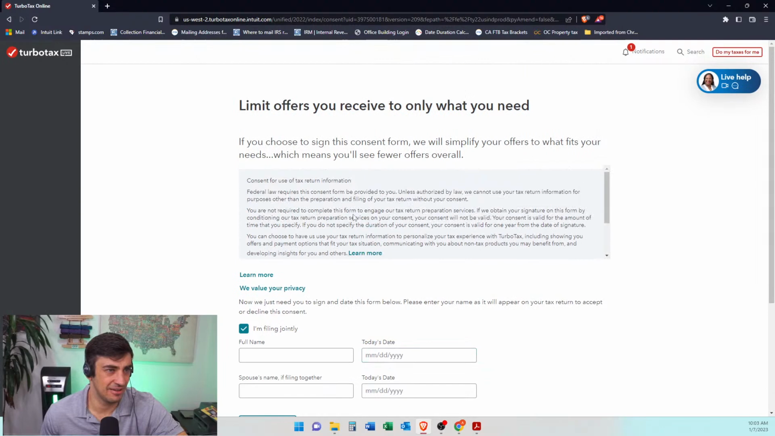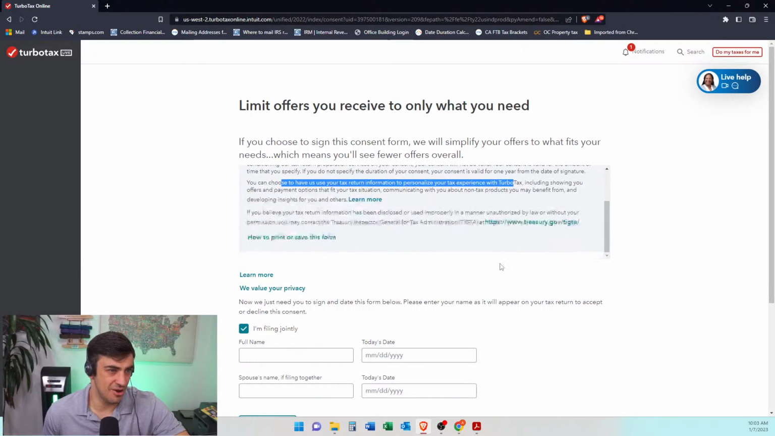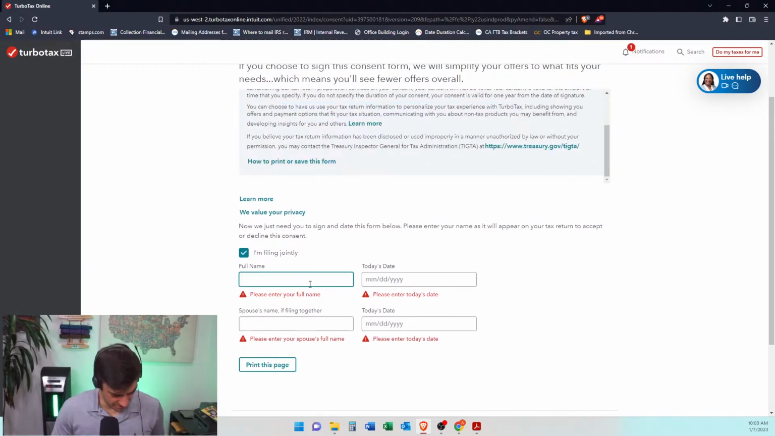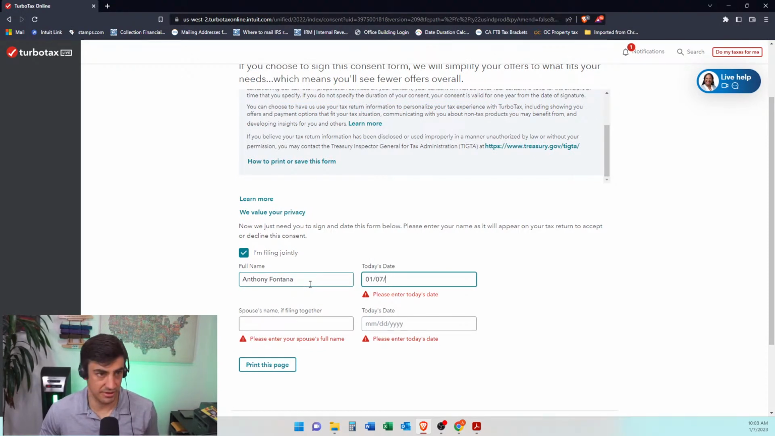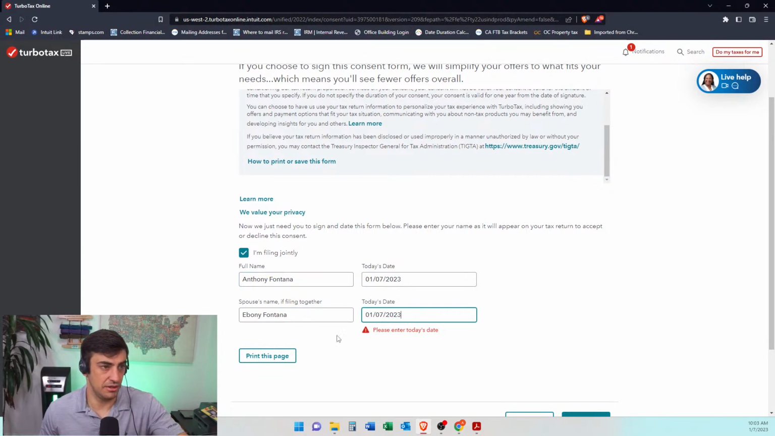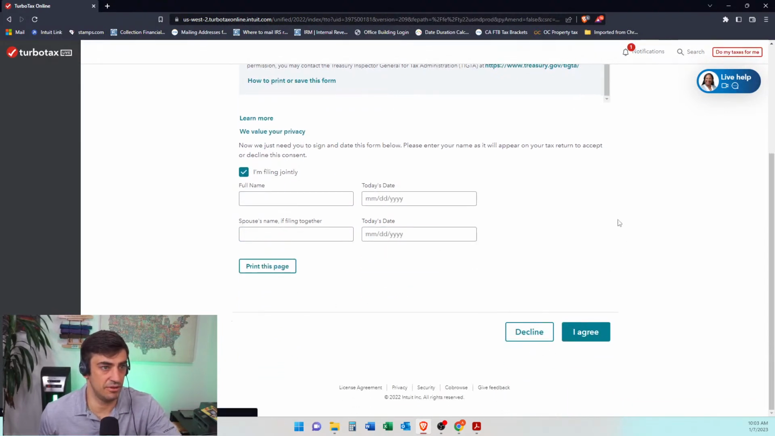What is this saying? Consent for use of tax return information. Unless authorized by law, we cannot use your tax return information for purposes other than preparation. Okay, so you can choose to have us use your return information to personalize your tax. No, I don't want them to do this. Decline. Okay, well, here we go. There I am. Today's date is the 7th of the new year. There we go. And decline. We do not want them to use my information here.